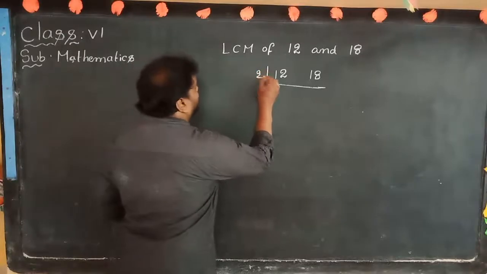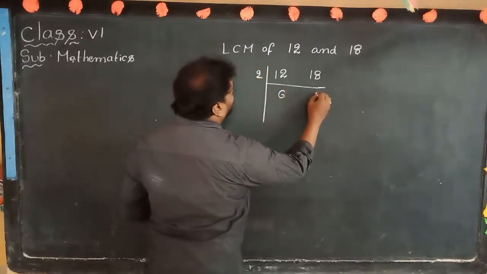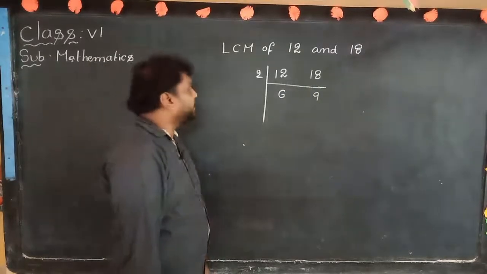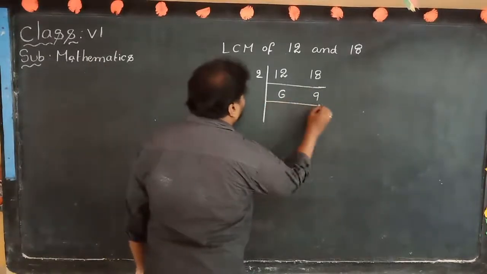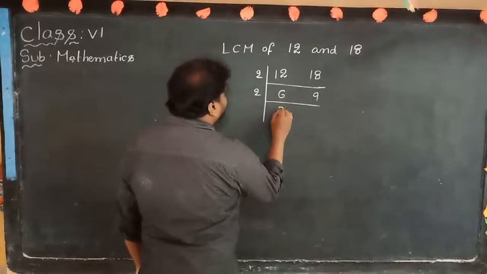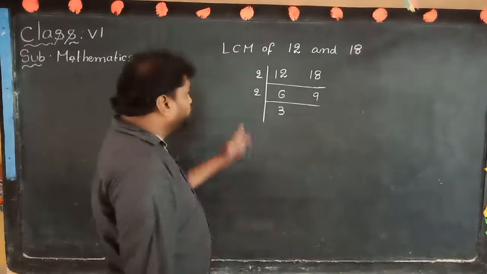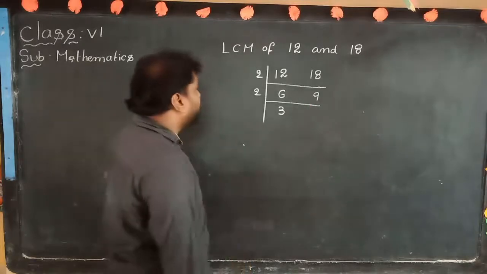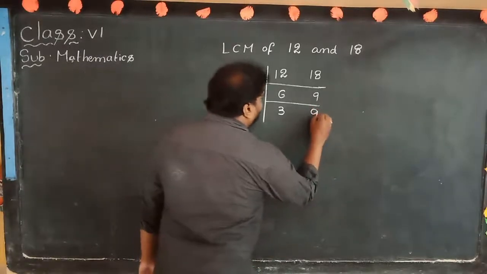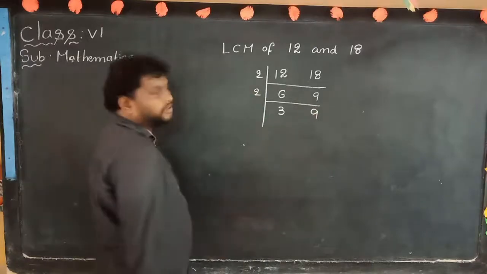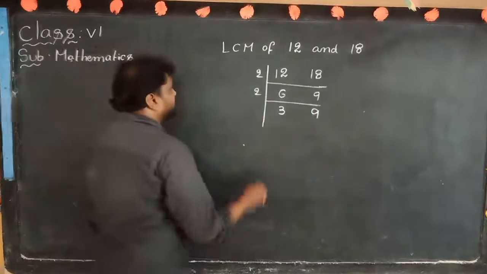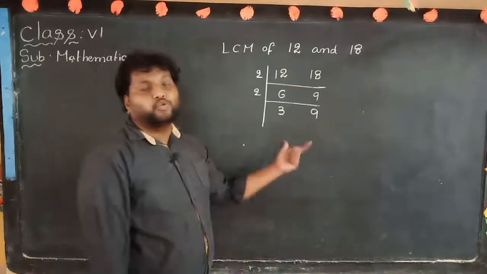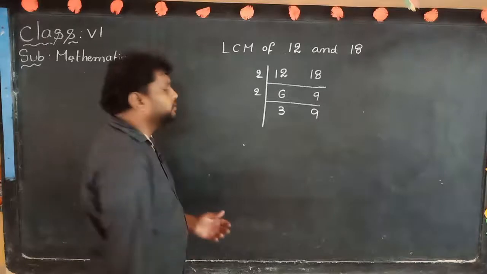See, 2 sixes are 12, 2 nines are 18. Next again, 2 threes are 6, but in the 2 table there is no 9, so write 9 like that only. Next, 3 and 9 are there. It's not possible with 2 for both numbers, then we will go to 3.